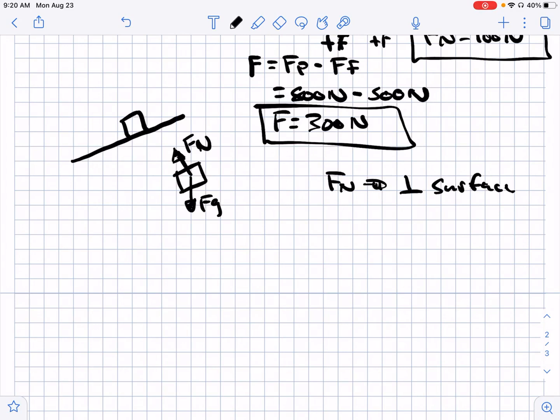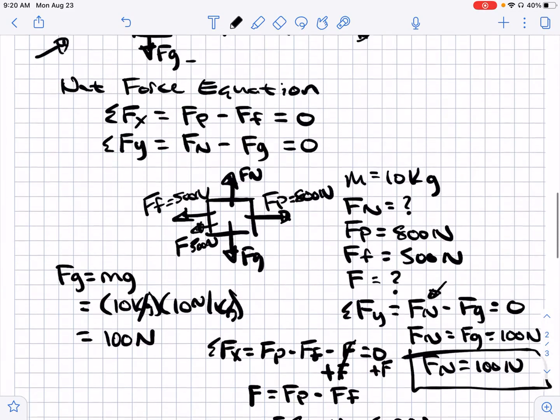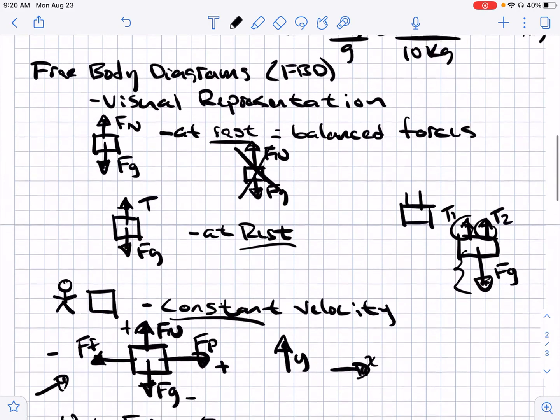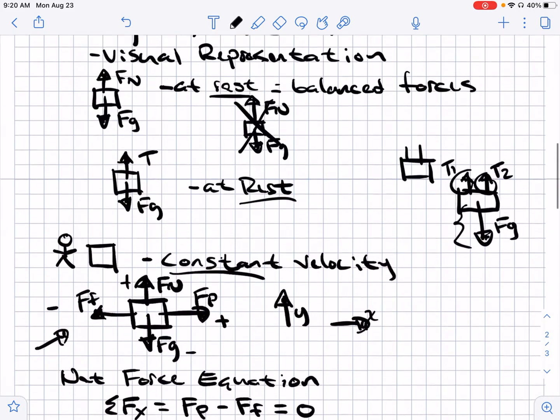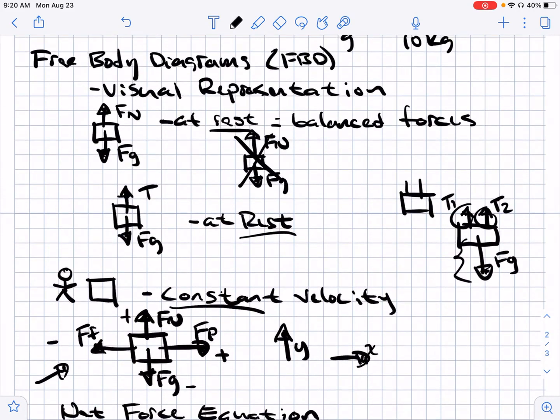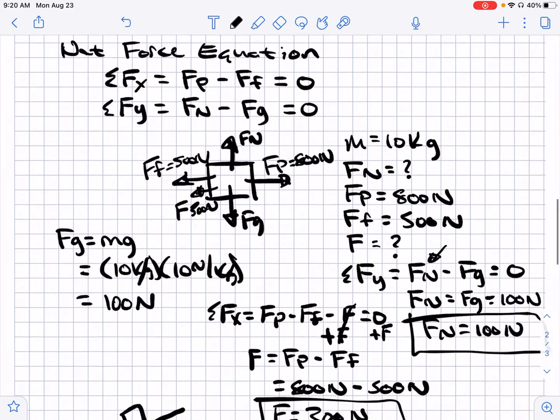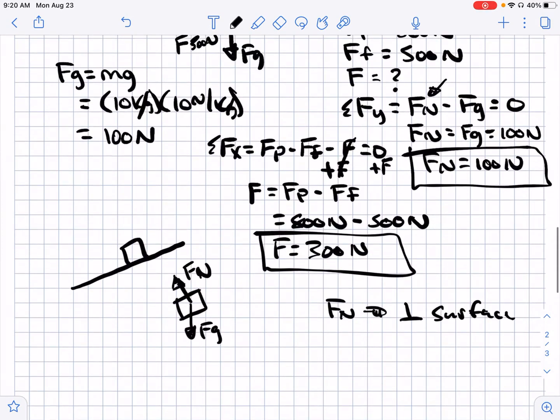So just to kind of sum everything up, when we're working with these force problems, okay, the first step you want to do is make this free body diagram. Okay, once you make a free body diagram, then you can kind of picture everything. You can build your net force equations. And once you have your net force equations, then you can solve for these unknown forces.